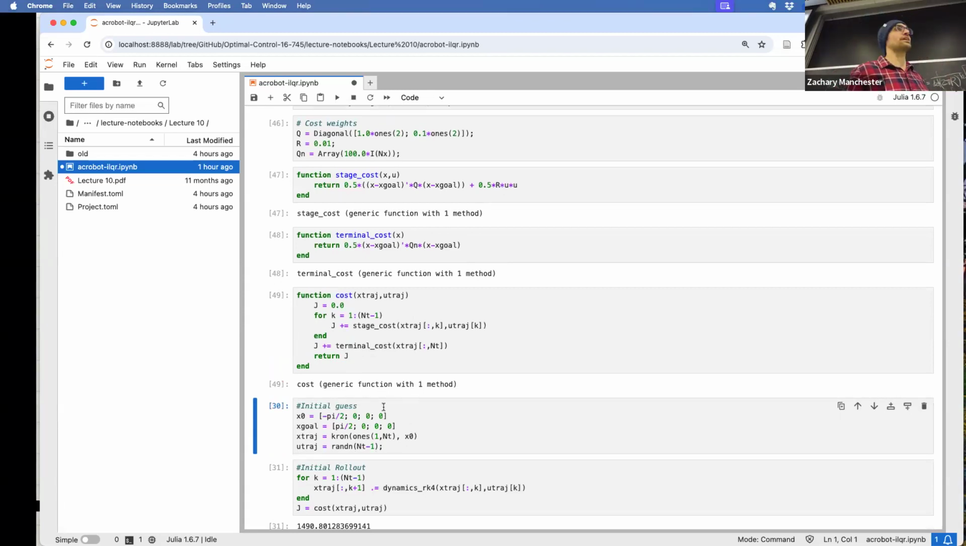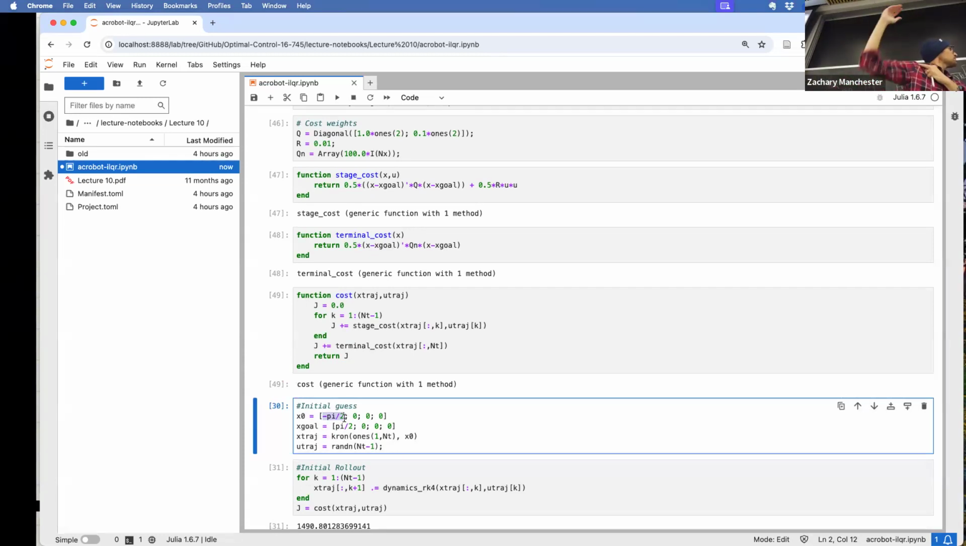So this is an initial guess at our trajectory, and this will come up. What we're going to try to do here is take the acrobat, start it down here, and have it swing up here and balance. It's cool. It's kind of fun. So the X naught is just hanging down like this, and the X goal is up here like this. That's what that says.